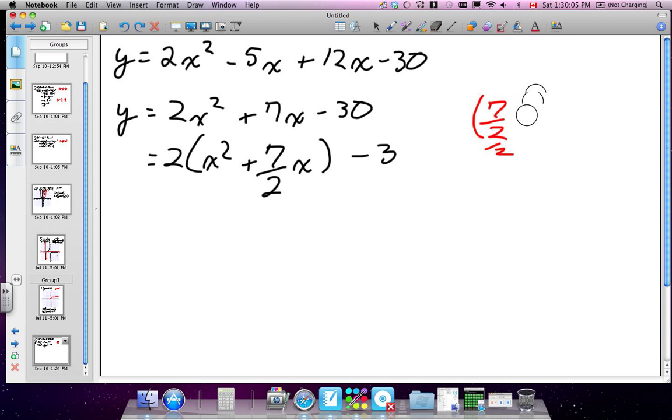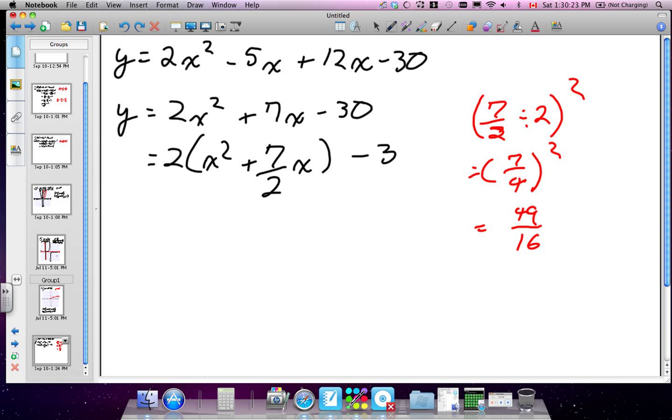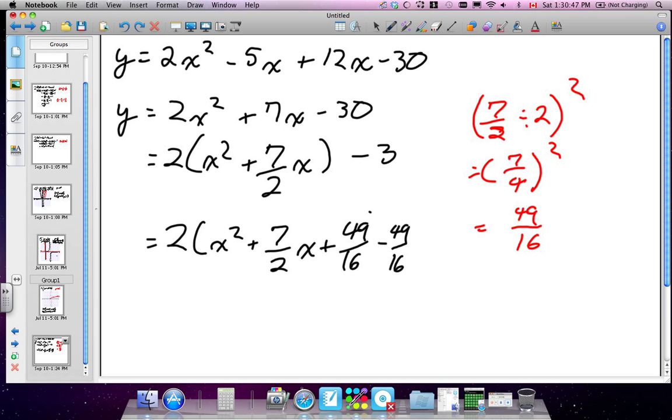Okay, so we have our 2, and technically we divide by 2 and then square. So this becomes 7 over 4 squared, 49 over 16. That make sense? Okay. So we get x squared plus 7 over 2 x. Which one do we keep inside again? I always forget. The positive, right? Positive 49 over 16. And then, actually, I'm going to keep the negative 49 over 16, just to do one step at a time, minus 30.